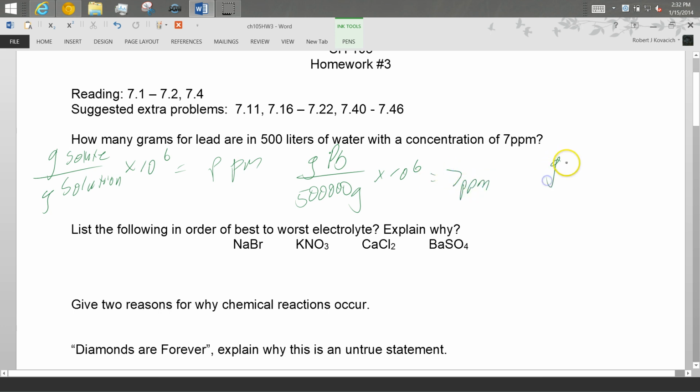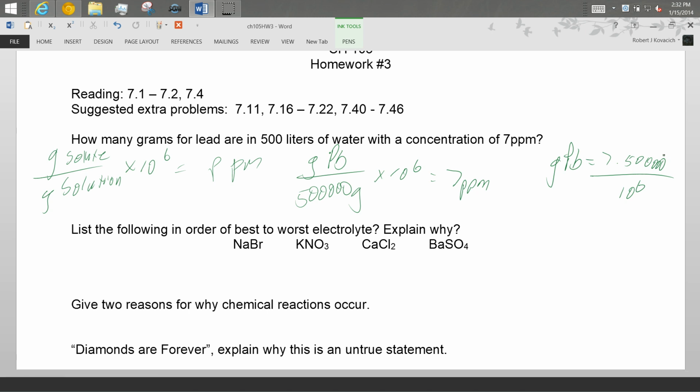So my grams of lead will end up equaling 7 times 500,000 divided by a million. So is that 3.5 or 35? 35. So 35 grams of Pb.